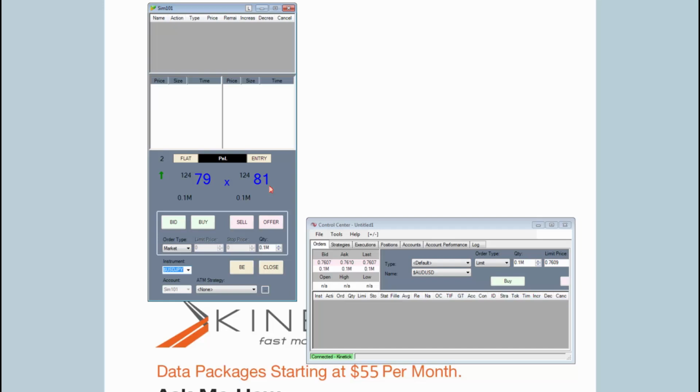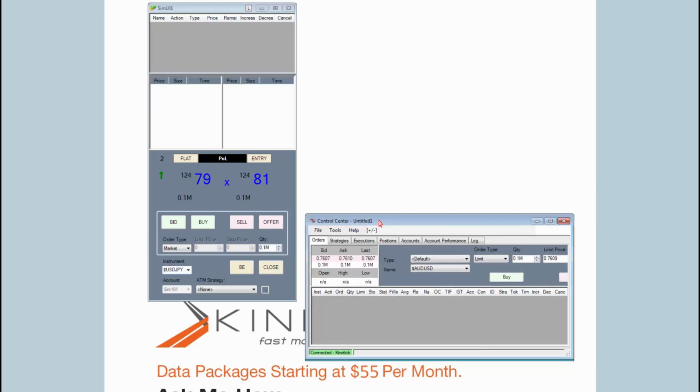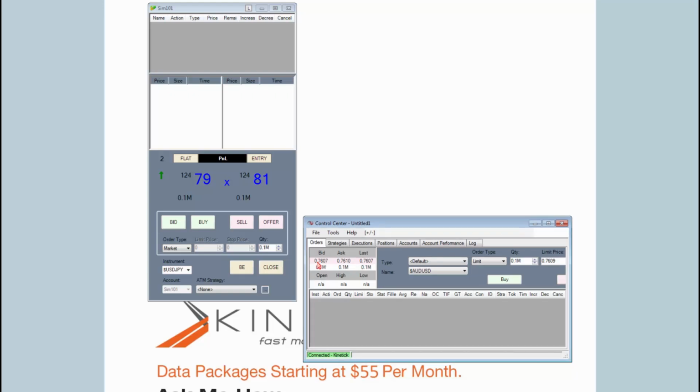And over here in the control center, directly beneath the bid and ask prices, you'll see the same thing. It says 0.1 M. That's just a clue that lets you know we're working with simulated volume here. So connected to Kinetic, Kinetic doesn't provide volume data. I think FXCM may. I'm not quite certain. I think they may, though.